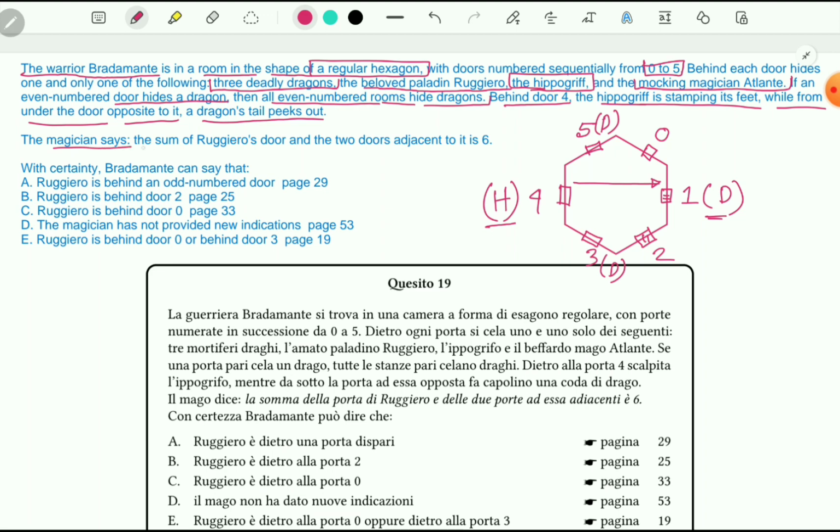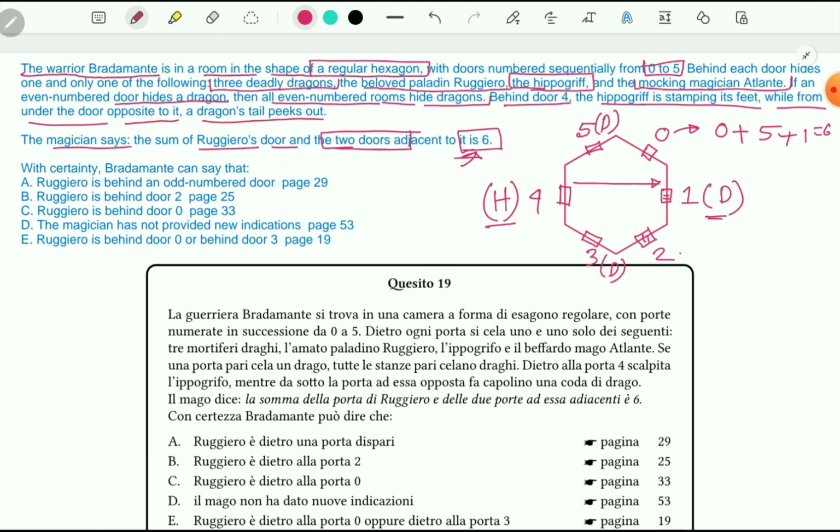The magician says the sum of Ruggiero's door and the 2 doors adjacent to it is 6. Interesting. So the sum of Ruggiero's door number, what is that? We have to find out, we don't know, and 2 other adjacent doors, it's 6. So if 0 becomes Ruggiero's door, then 0 plus 5 plus 1 gives us 6.